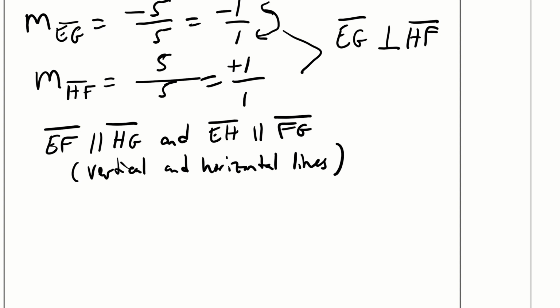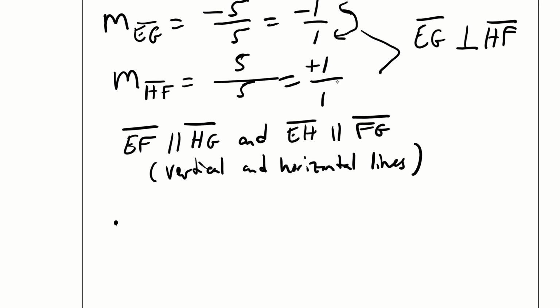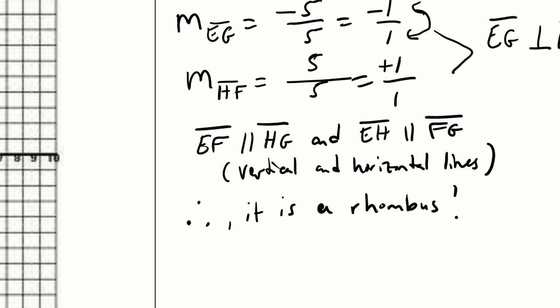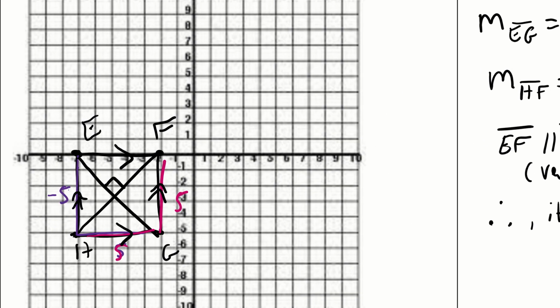Okay, so therefore it is a rhombus. Proving that it's a parallelogram and that the diagonals are perpendicular means it's a rhombus. Now, since we've proven that it's a rhombus, let's go ahead and prove that it's a rectangle.